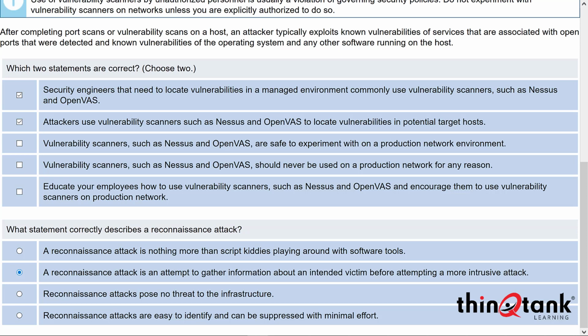All right. Reconnaissance attacks are easy to identify and can be suppressed with minimal effort. I just described that. They're very difficult to identify, especially if they're physical and not logical, right? Somebody using social engineering techniques to gather information might be very, very difficult to identify, and that has to come from the person that's being socially engineered. They're the ones that have to be able to identify if somebody is trying to get information or exfiltrate information from them.